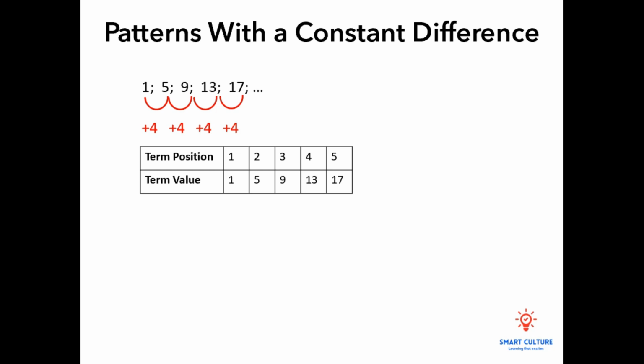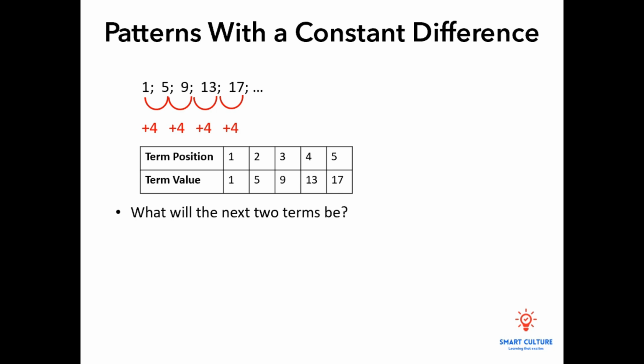We can put this in a table. If we look at the first row, there will be term positions. Position 1, 2, 3, 4, and 5. And then the term value is what they've given us. Can you guess what the next two terms will be?